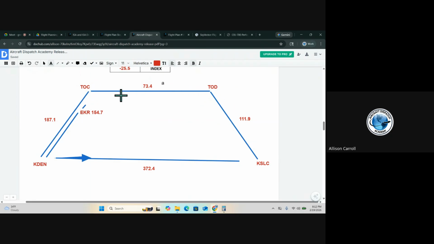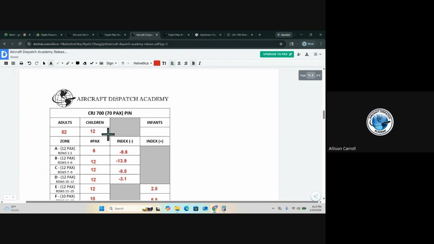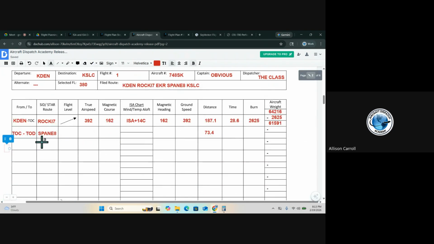So short flight, here's our SID from Denver to Meeker, and we are still climbing. And we are already on our STAR, we're already on our arrival. We're still climbing for another 30 miles. We hit top of climb. We cruise for 73 miles, 73.4 miles. We hit top of descent, and then we start to descend into Salt Lake. Now, that was right here.